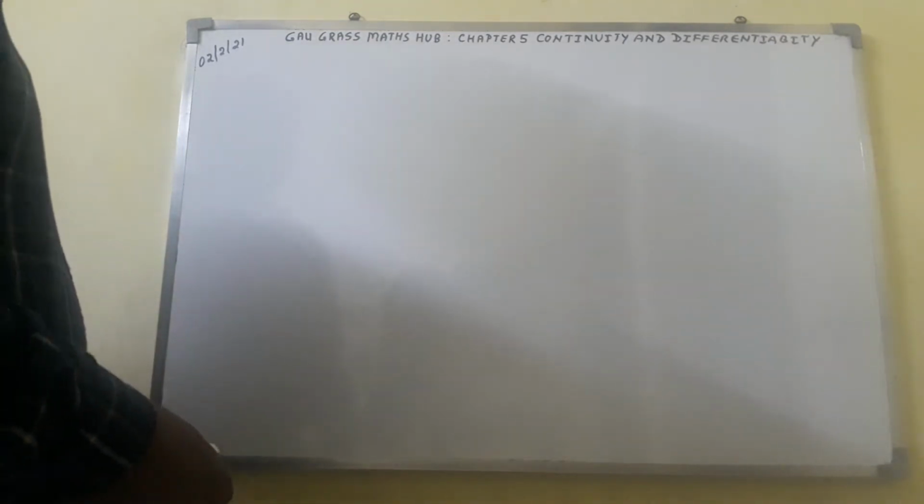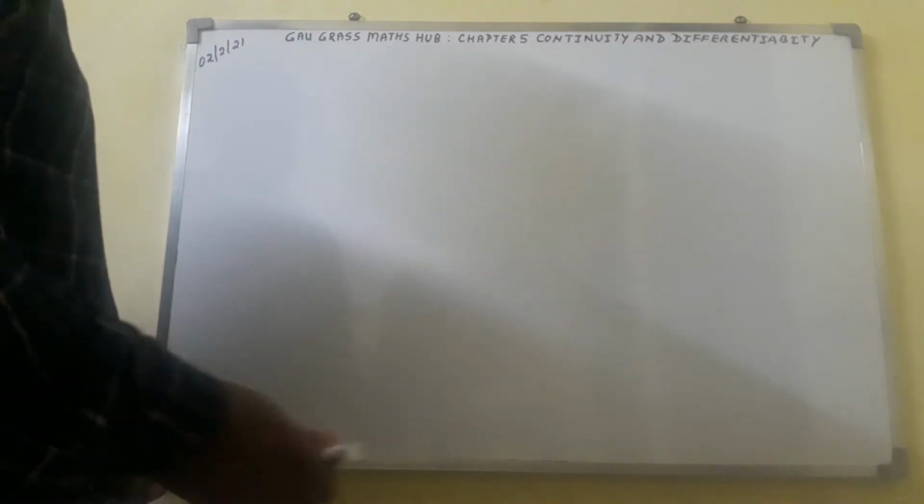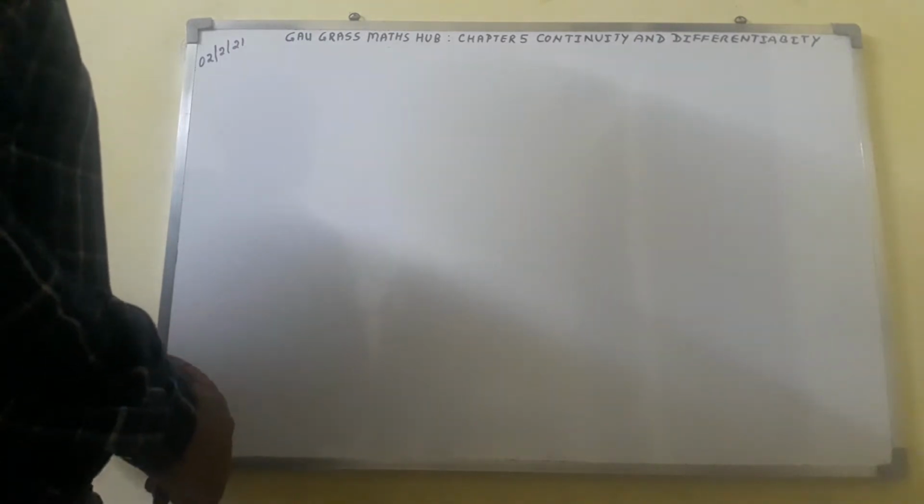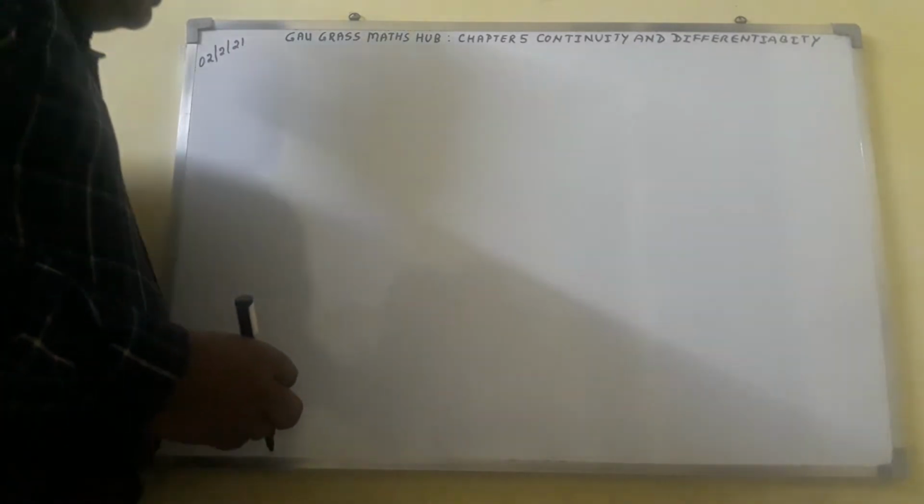Hello guys, I am from Gogras Maths Hub. I am going to discuss some concepts related to chapter 5, continuity and differentiability. Here I shall discuss what is right hand limit.